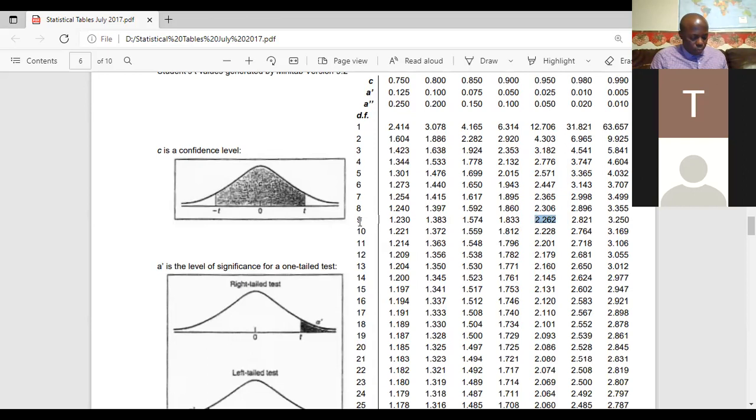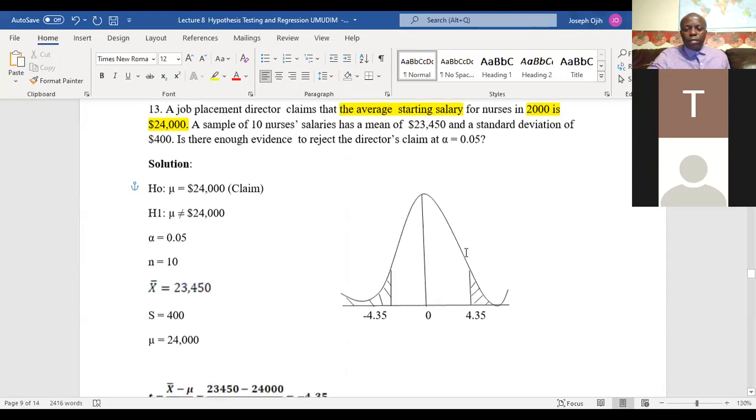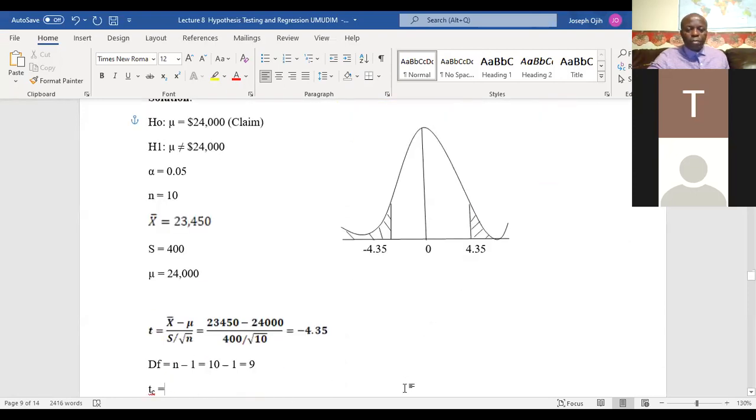Question: how did you figure out it's supposed to be 0.025 and then go down to 2.262? I forgot, it is going to be 0.05, yes, at first, because we are told in the question that the alpha is 0.05. Okay, I got you. Thank you. You're welcome.